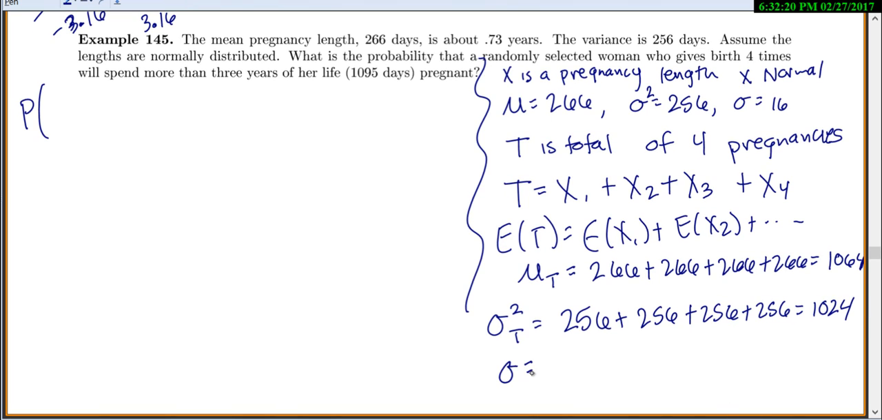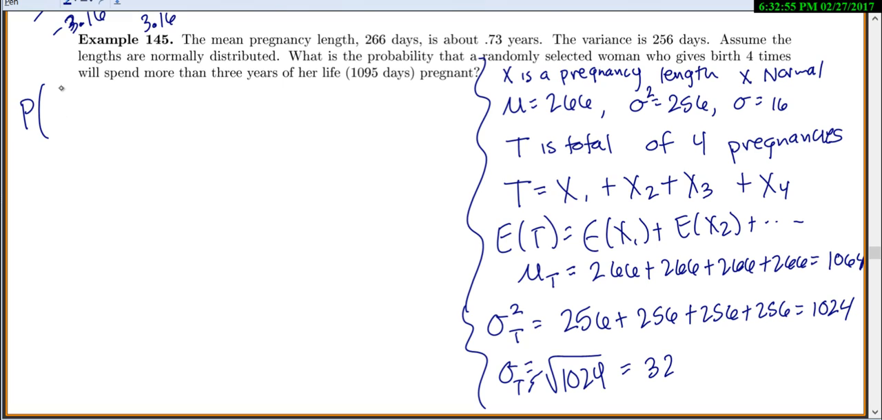And I would also want to know what the standard deviation is for T. And to do that, you just take the square root of variance. So the square root of 1,024 gives me 32. So after all of that work, I know that T is the total of 4 pregnancies. I picked T for total. And I found the new mean for the total, and I found the new standard deviation. And we know that if we add normal random variables, we'll still have a normal random variable, so we can use the normal table.